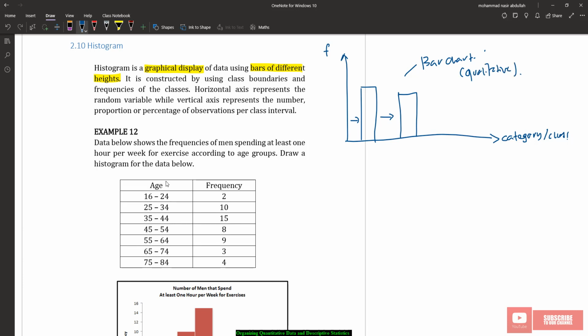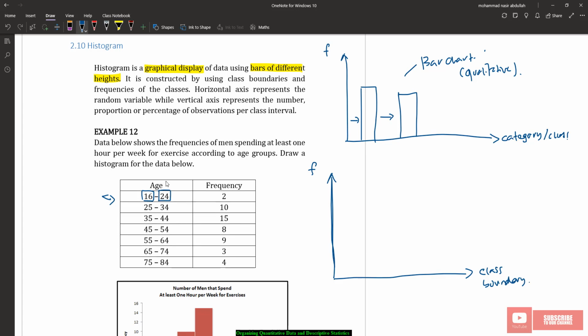For qualitative data. But for histogram, we have y-axis and x-axis as well, right? So y-axis represents frequency, x-axis represents class boundary. Class boundary. So if you look at this example number 12, we have a frequency table for quantitative data. This is the lower class limit. This is the upper class limit, right?